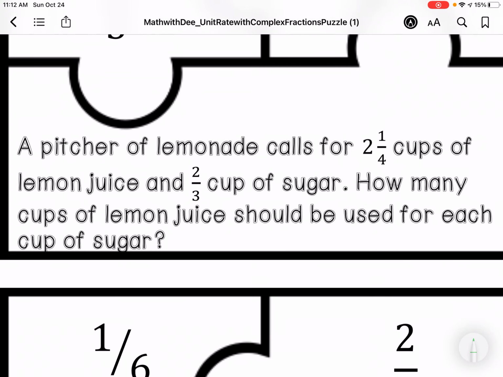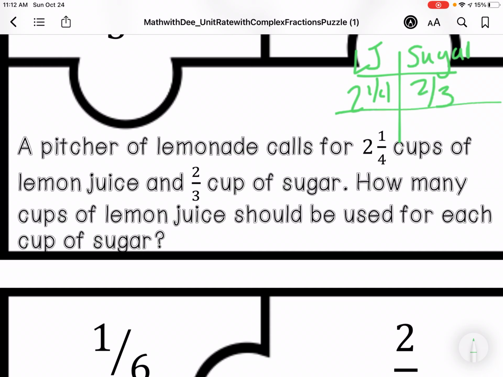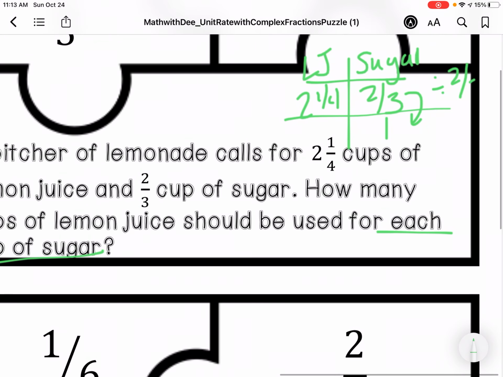A pitcher of lemonade calls for 2 1/4 cup for every 2/3 cup of sugar. So lemon juice and sugar. I know I have 2 1/4 cup of lemon juice for 2/3 cups of sugar. I know that they want to know for each cup of sugar, so that means for 1 here. So I'm dividing by 2/3. I'm going to divide by 2/3. So 2 times 4 is 8 plus 1 is 9. So I have 9 over 4.